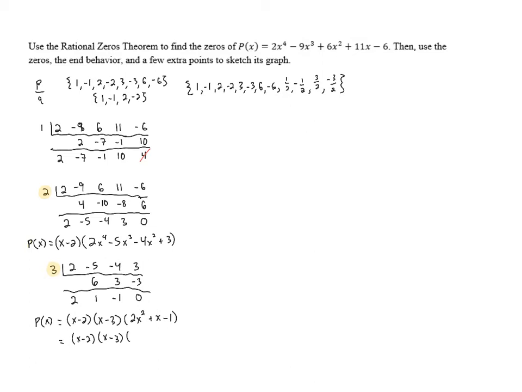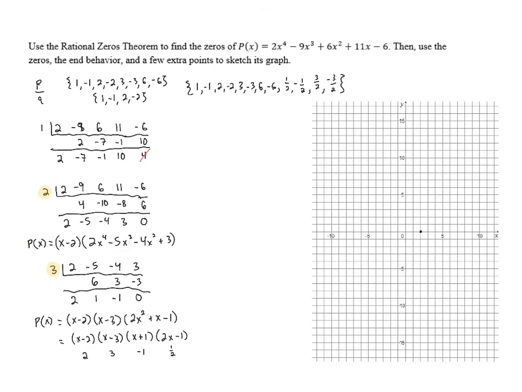So at this point, when we use the AC method, we should end up with x plus 1 times 2x minus 1. And then this gives us, for zeros, 2, 3, -1, and 1/2. If you set 2x minus 1 equal to 0 and solve, you end up getting 1/2. So these are our zeros, and we can plot them on an xy plane. So we have 2, we have 3, we have -1, we have 1/2.